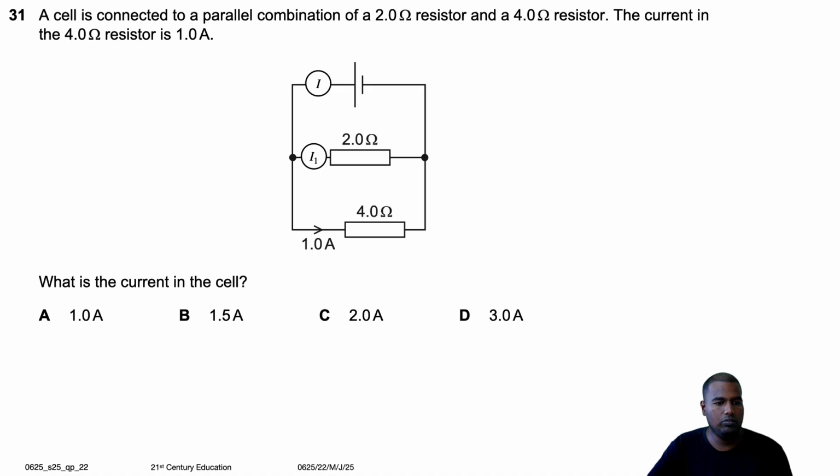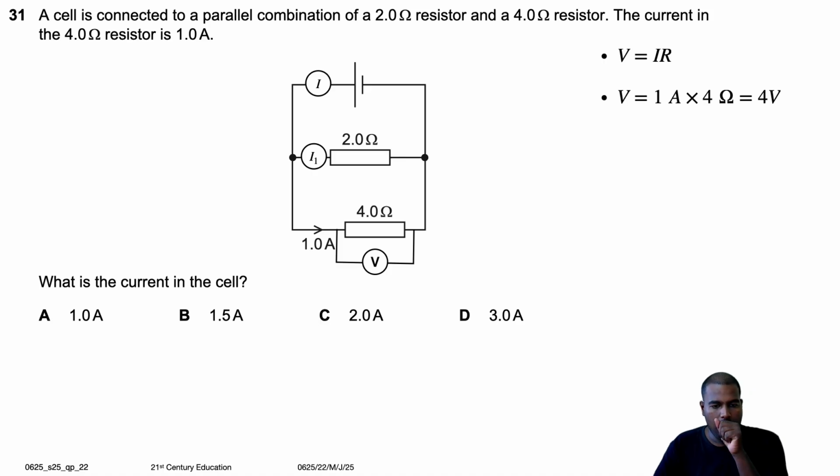Now we will find the voltage across the 4 ohm resistor because we have current and resistance. That will be the same voltage across the 2 ohm, also across the cell. We know that V is IR. So it's 4 ohm into 1 ampere, which is 4 volt.